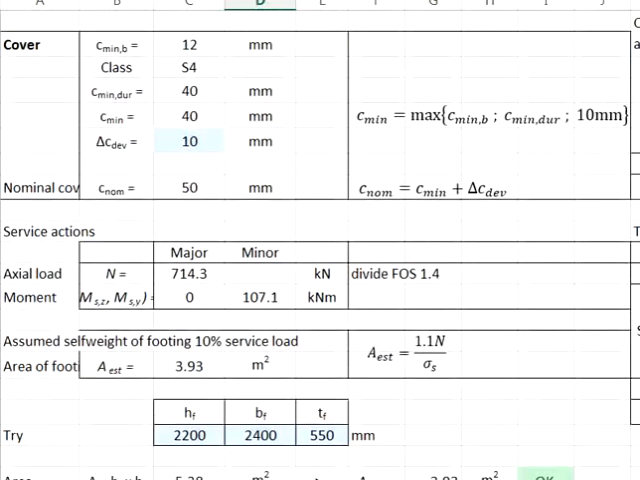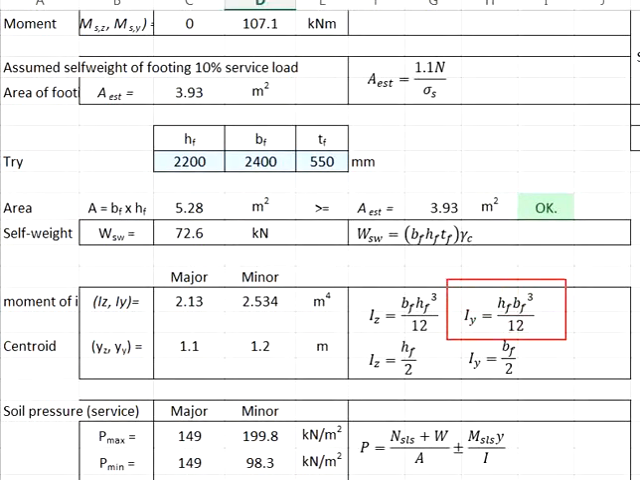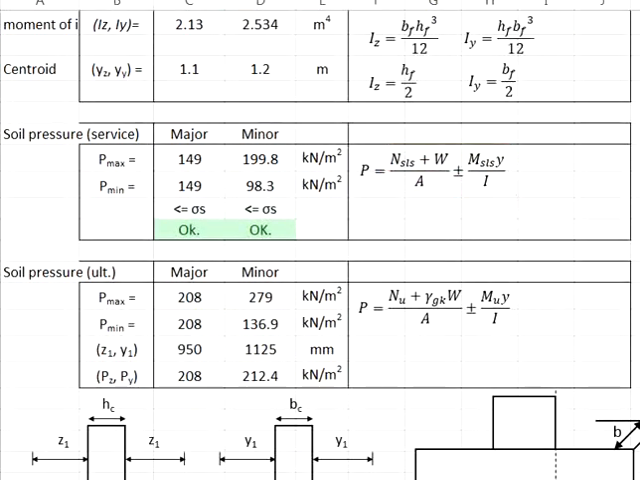Therefore, based on the dimensions proposed, this 2.4 meters will need to be to the power of 3, and this 2.2 meters no need to be to the power of 3. The formula for the moment of inertia is BH to the power of 3 divided by 12. Then you get this. Now you have all the values calculated. Use the formula and you generate these results.